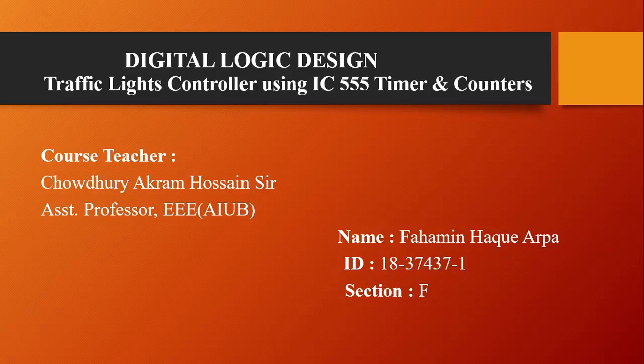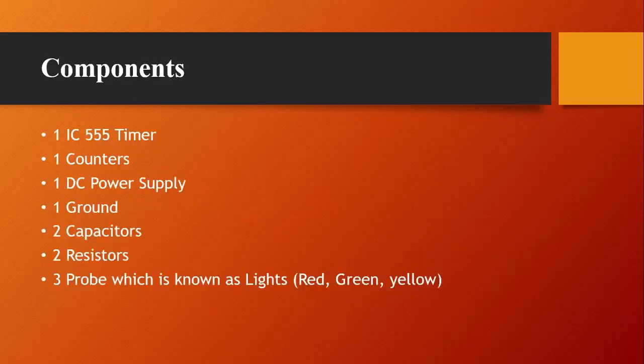My project name is Traffic Lights Controller using IC555 timer and counters. So let's get started. Components. At first, I need to design my project. So I need one IC555 timer, one counter, one DC power supply, one ground, two capacitors, two resistors, and three probes, which are known as lights: red, green, and yellow.